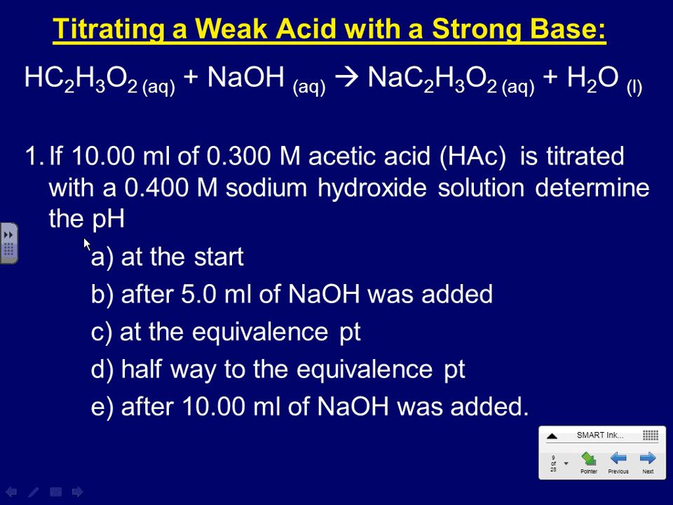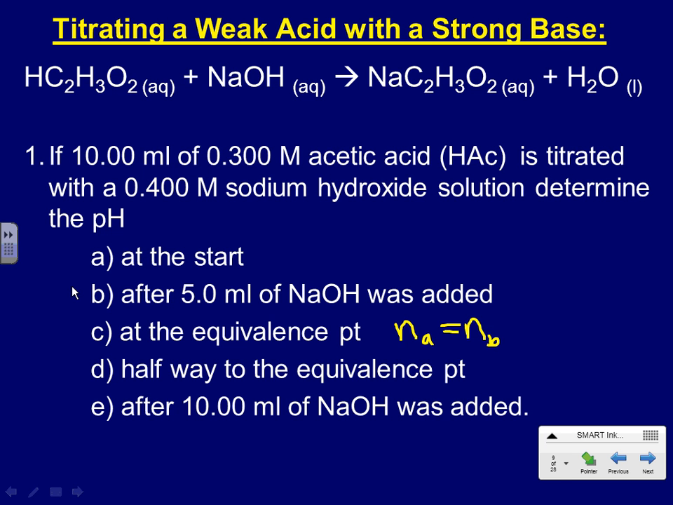And what we want to do in a problem like this is determine the pH at various positions in the titration. In part A, right at the beginning, no base added. In part B, after 5 milliliters of sodium hydroxide has been added. In part C, at the equivalence point. We've already seen the equivalence point. Remember, at the equivalence point, the number of moles of acid is equal to the number of moles of base.